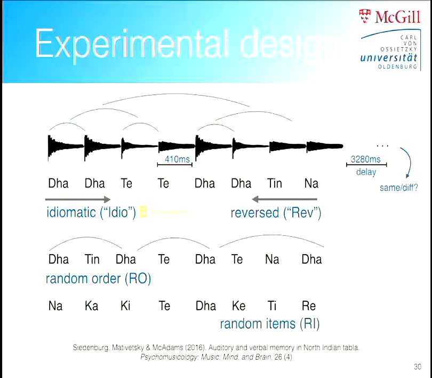And then as a control condition, there was a condition where we just had randomly drawn items without replacement.